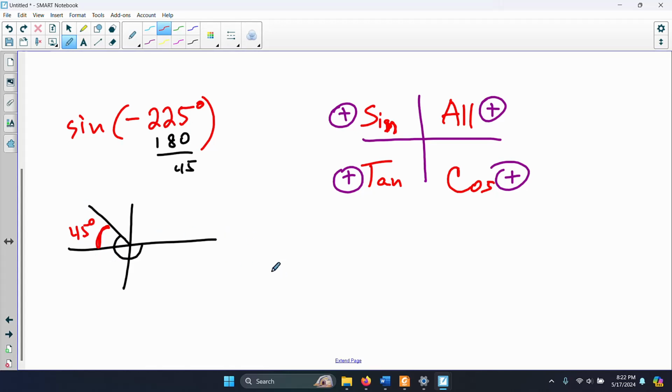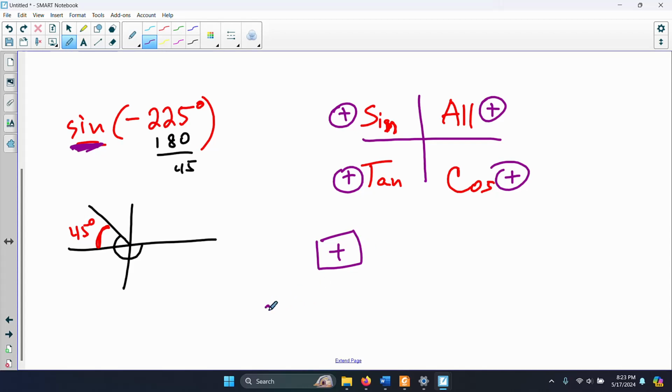And what's the function that we're trying to evaluate? Well, this is a sine. So who is positive in that quadrant? Well, sine is positive in the second quadrant. So even though the angle was a negative angle, because it landed in such a quadrant, if I was looking for cosine there my answer would be negative, or tangent would be negative. But because I'm looking for a sine in the second quadrant, I know the answer is going to be positive. What? Well, the reference angle is 45.